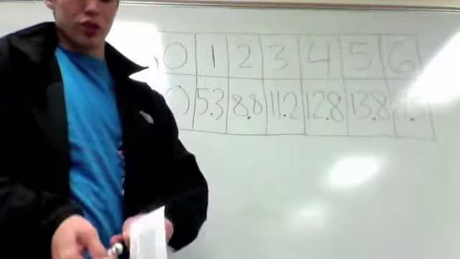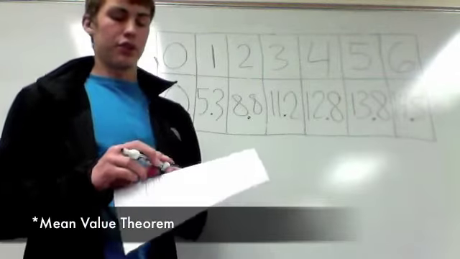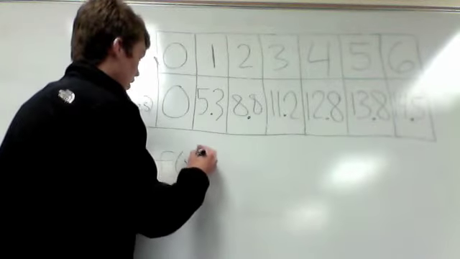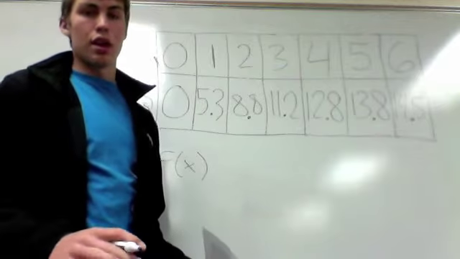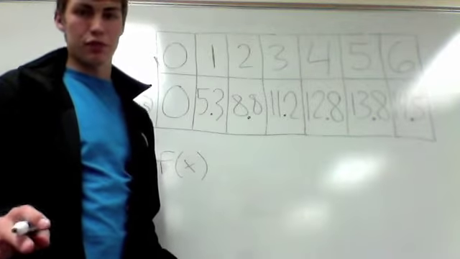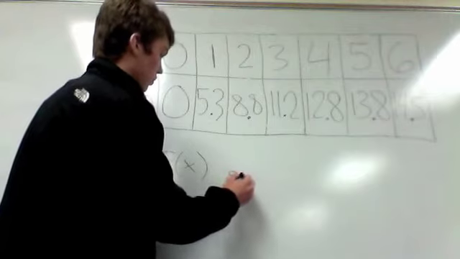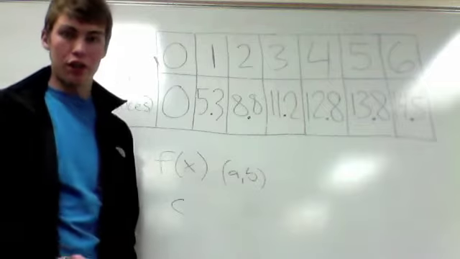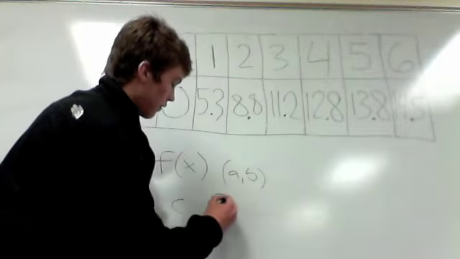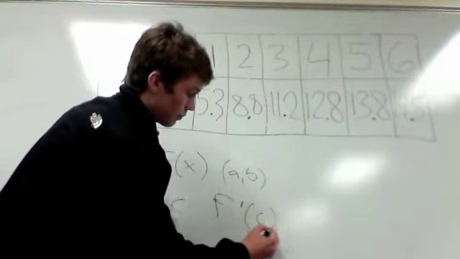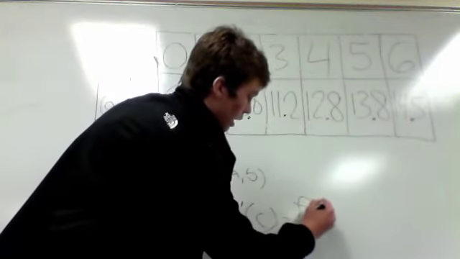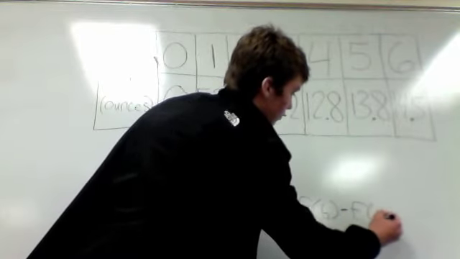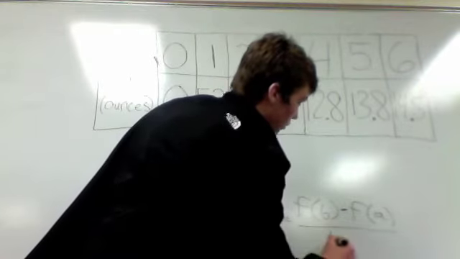Okay, so the mean value theorem says that if you have some function f of x and it's continuous on some interval a to b, continuous and differentiable, then there will be some point c on that interval from a to b, that f prime of c equals f of b minus f of a all over b minus a.